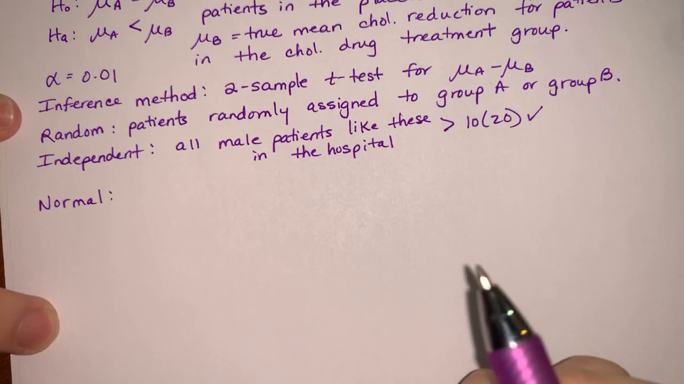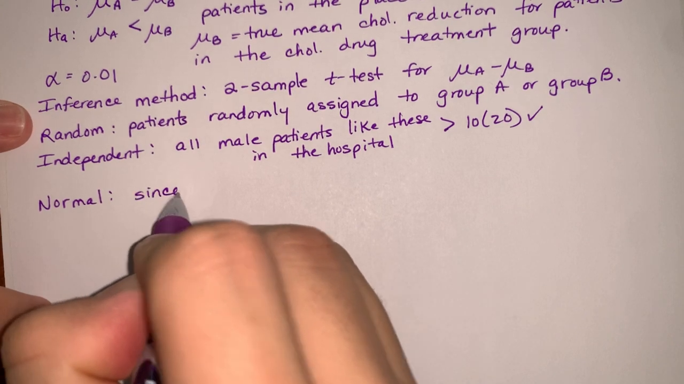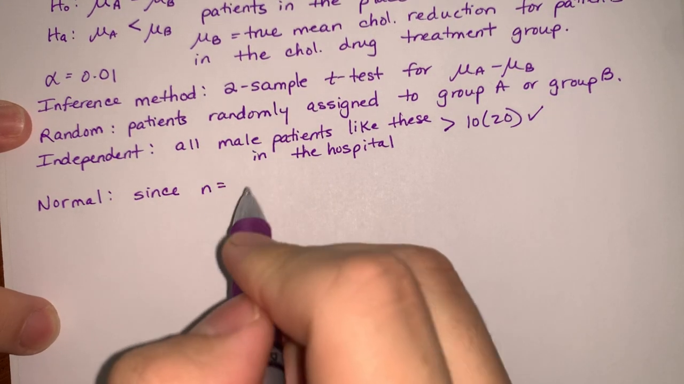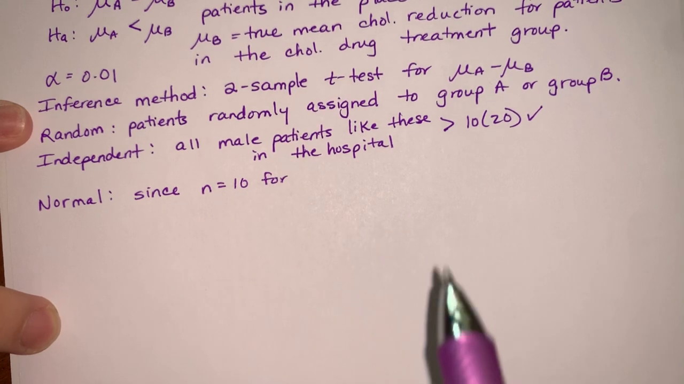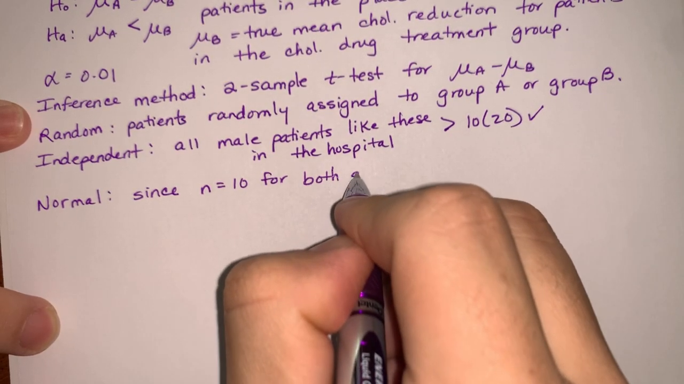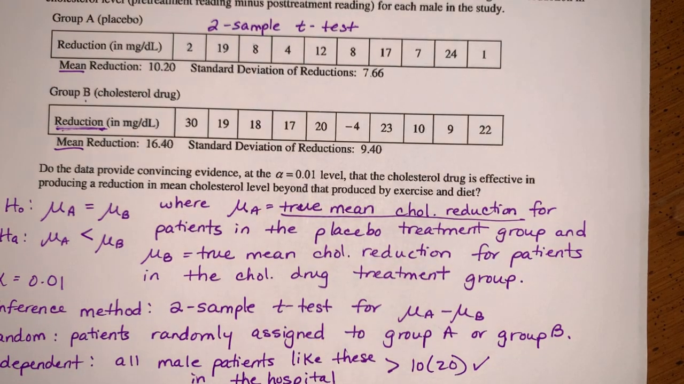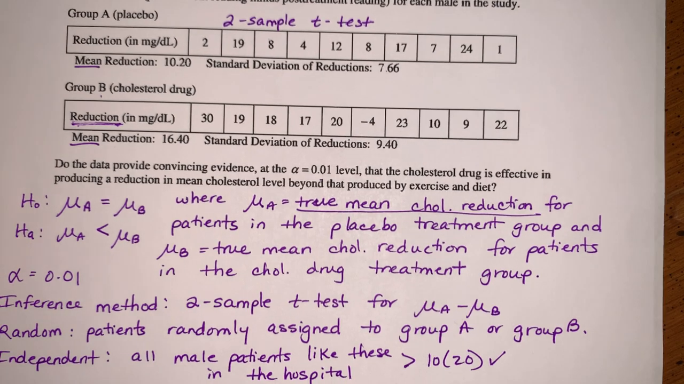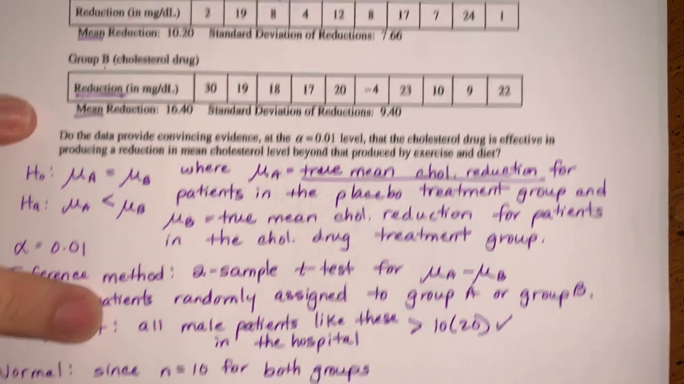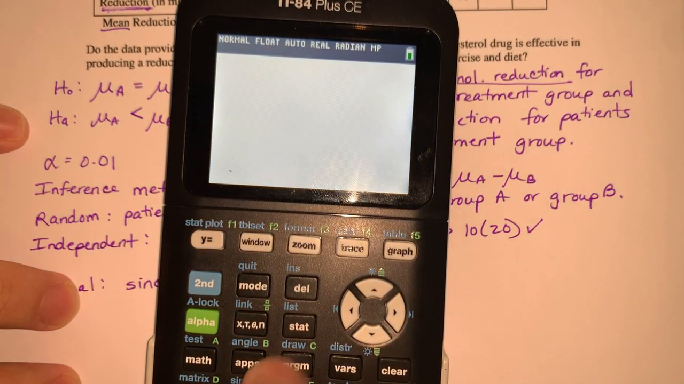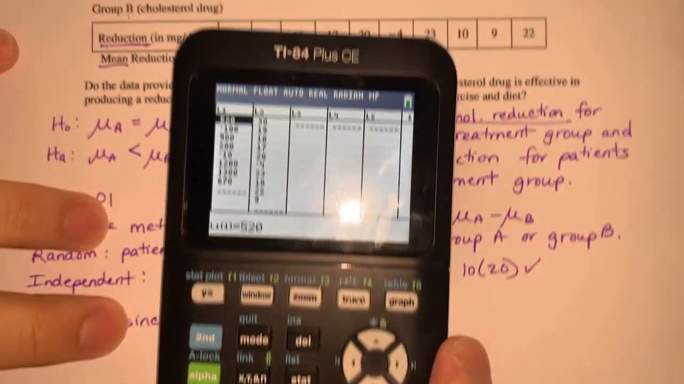So is this normal? Well, since n is equal to 10 for both groups, because we don't have 30 in each one, and because we're dealing with means, we either try to see if it meets the central limit theorem, or we have to check for normality or symmetry in the curve, or not heavy skewness or outliers. That was very poorly worded, but let's go ahead and draw our box plots. So stat edit. Let's make a box plot for each one.